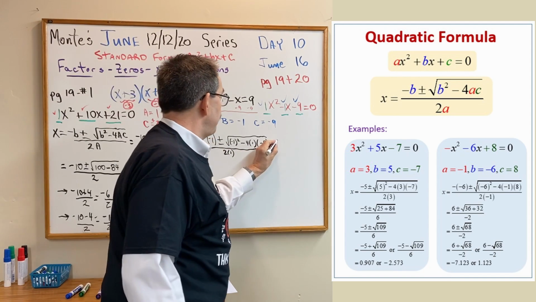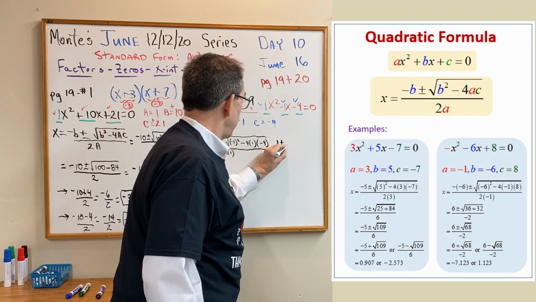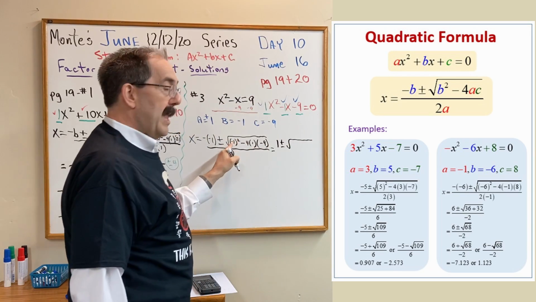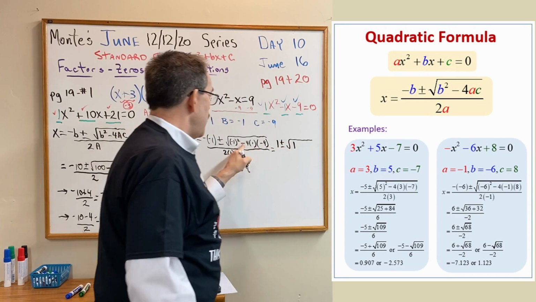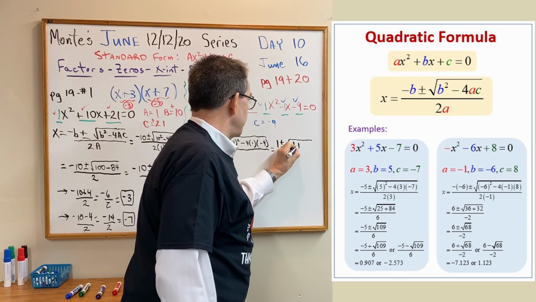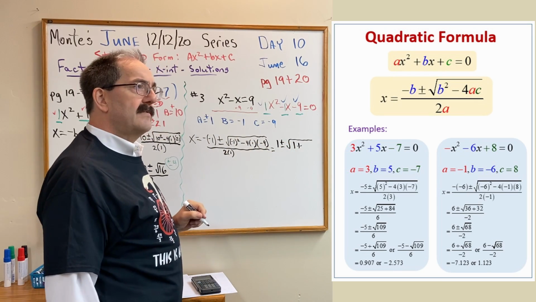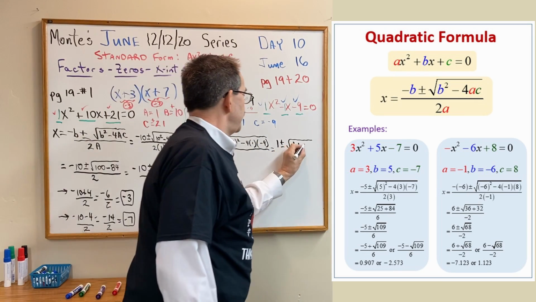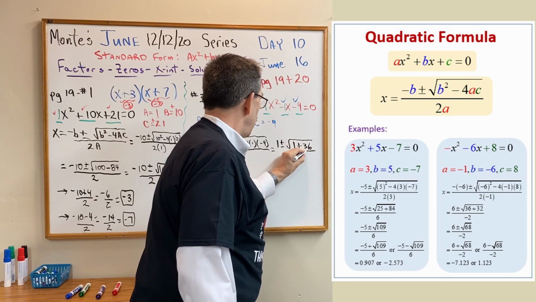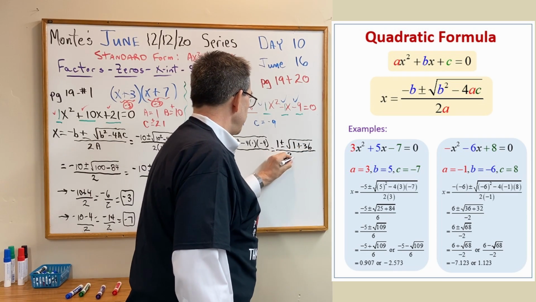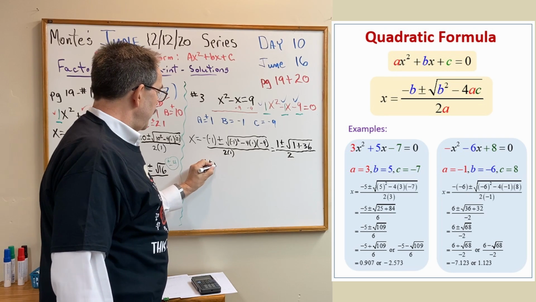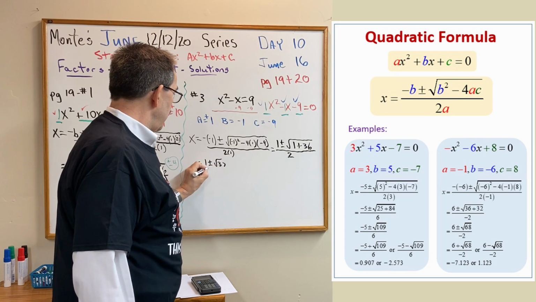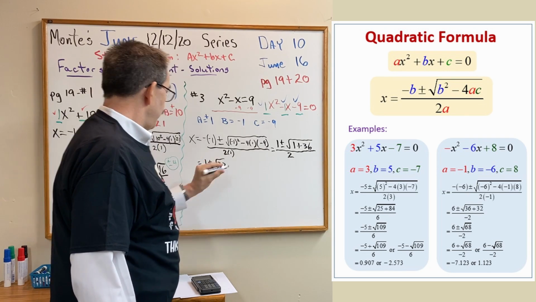Negative and negative is a positive. Negative 1 times negative 1 is 1. Negative times a negative is a positive. And 4 times 9, 4 times 36. All divided by 2. Okay, let's keep going. 1 plus or minus the square root of 37 over 2.